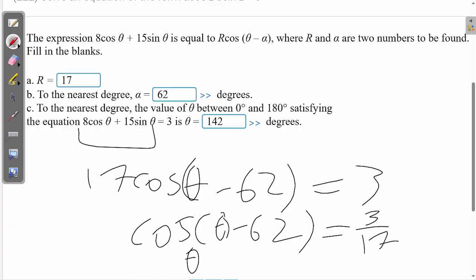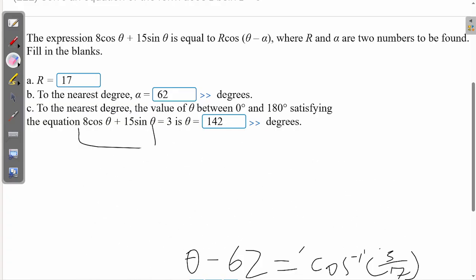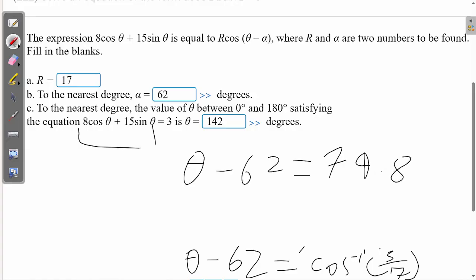Then theta minus 62 is equal to cosine inverse of 3 over 17. On the calculator you get theta minus 62 is equal to 79.8, then theta is going to be equal to 141.8 degrees, or 142.